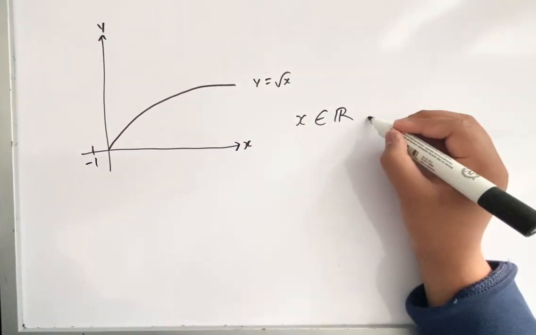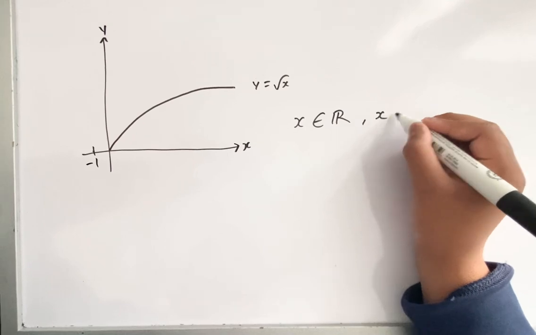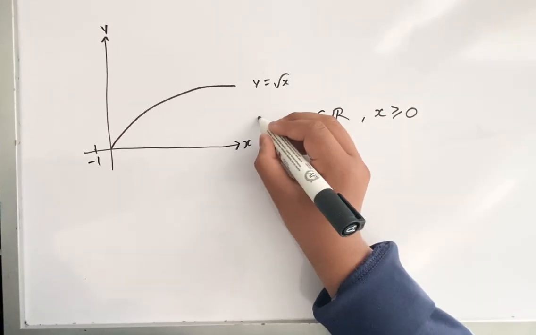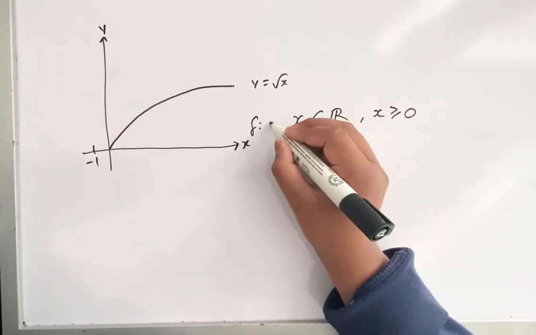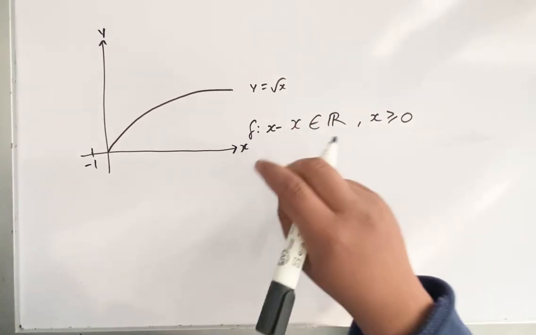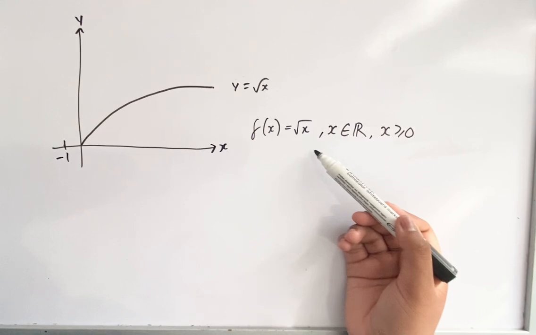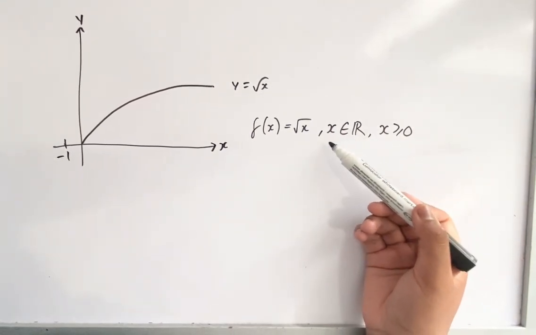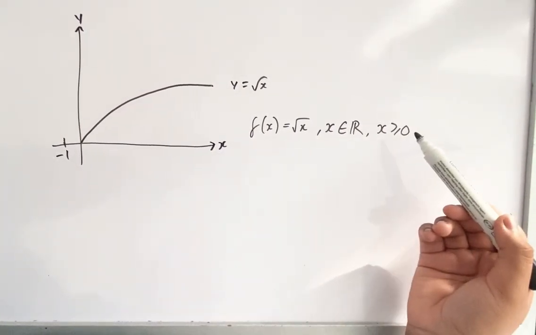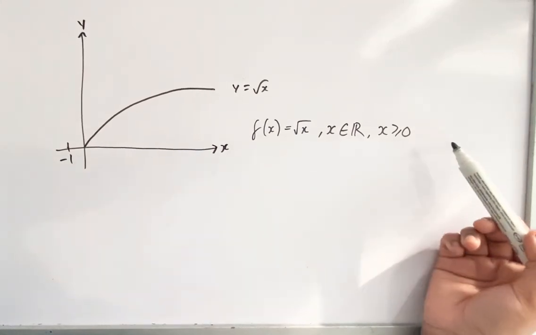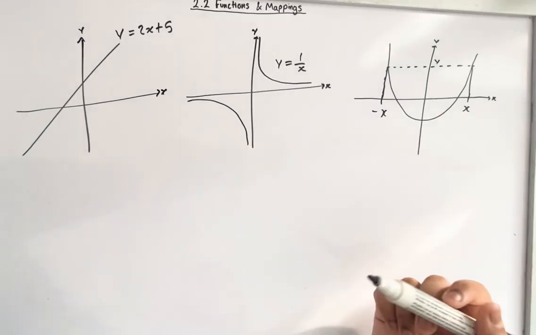But if you restrict the domain to x is bigger than or equal to 0, you can write the function like this, where f of x equals the square root of x, then you give the domain, where x can take any real value, but it also has to be bigger than or equal to 0. Let's look at 3 examples.